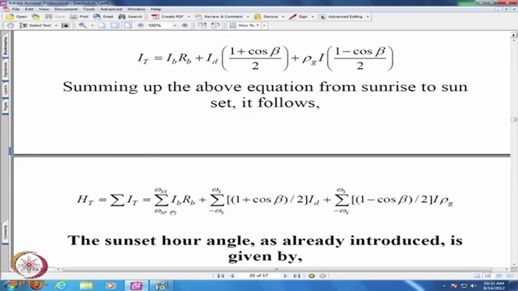You will notice here in the sky diffuse component, the summation is from some omega SR to omega SS, not from sunrise to sunset in the case of diffuse and ground reflected radiations. Because the direct radiation, depending upon the orientation of the surface, will be received by the surface for a part of the sunshine duration or at most equal to the sunshine duration, and never always equal to the sunshine duration.